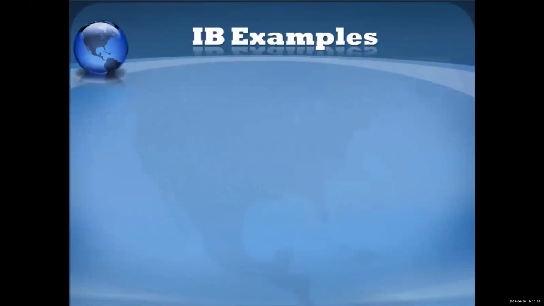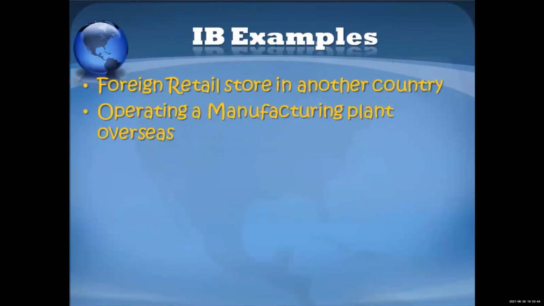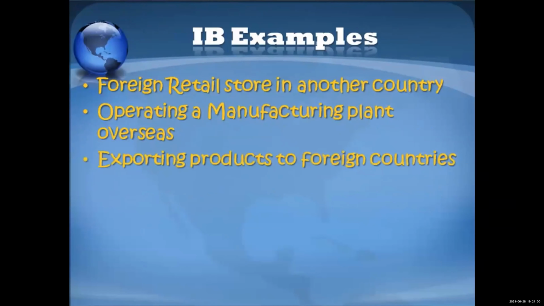So what makes a business an international business? Well, here are some examples. Imagine a Canadian retailer opens a store in another country. Or maybe a U.S. retailer, let's say Target, opens a store in Canada. It's an international business. What if a business operates a manufacturing plant overseas? Many Canadian companies do this and operate manufacturing plants oftentimes in places like China.